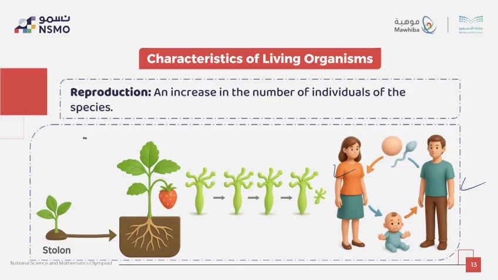Or asexual reproduction. Here we call it asexual because it's one organism. It does not involve the fusion of gametes and usually produces genetically identical offspring, colonies. Examples: binary fission in bacteria, budding in hydra, vegetative reproduction in some plants.